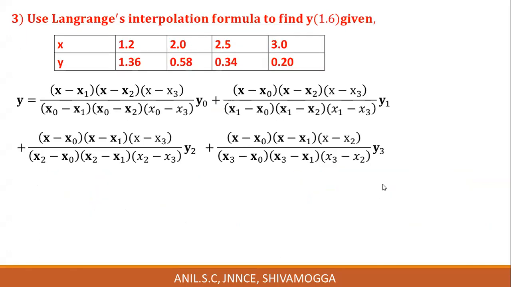One more problem. Use Lagrange's interpolation formula to find y when x is equal to 1.6. Given that when x is equal to 1.2, y is 1.36. When x is equal to 2.0, y is 0.58. When x is equal to 2.5, y is 0.34. When x is equal to 3, y is 0.2.